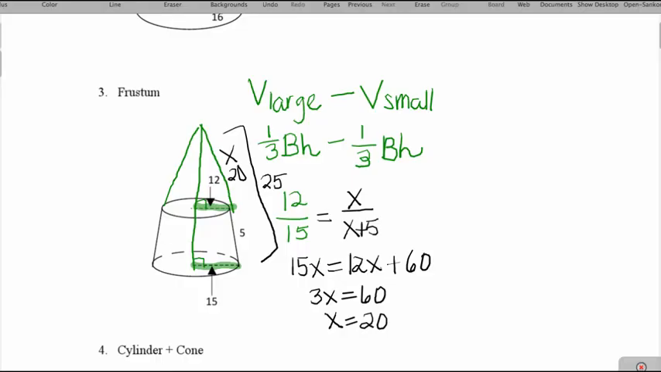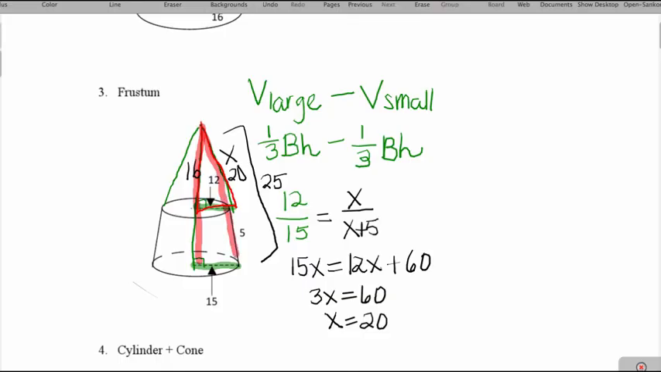Looking at the right triangle at the very top, so I'm going to highlight that here in red, we can use now the slant height to help us find the height of that cone because it is a 3, 4, 5 triple. So we have 12 is equal to 3 times 4, 20 is equal to 4 times 5. So then we know that the height of that cone is going to be equal to 4 times 4, or 16.